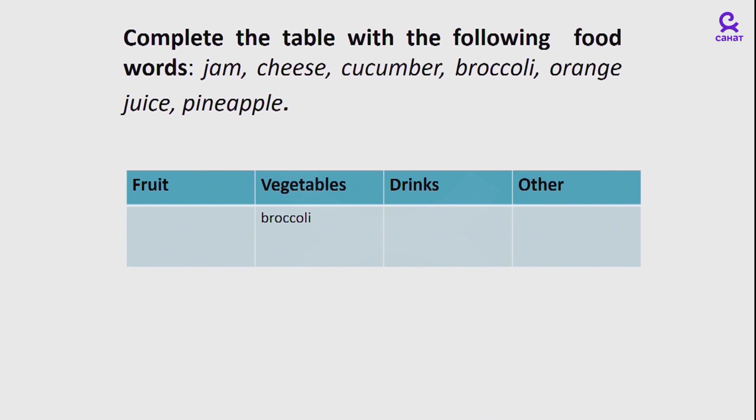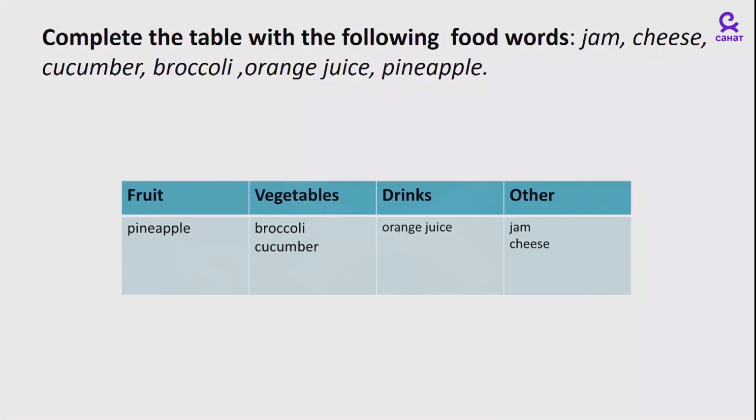Please look at the words. Jam, cheese, cucumber, broccoli, orange juice, and pineapple. Pineapple, is it a vegetable? No, it's fruit. So you need to put it into the first column. And what about broccoli? Is it a vegetable? Yes, it is. So put it into the second column. Now do it yourself. Let's check it together. Did you have any problems? Seems like no mistakes. Well done.